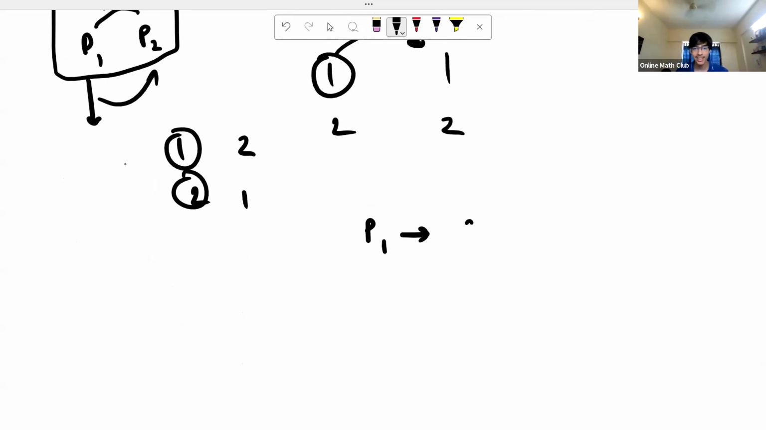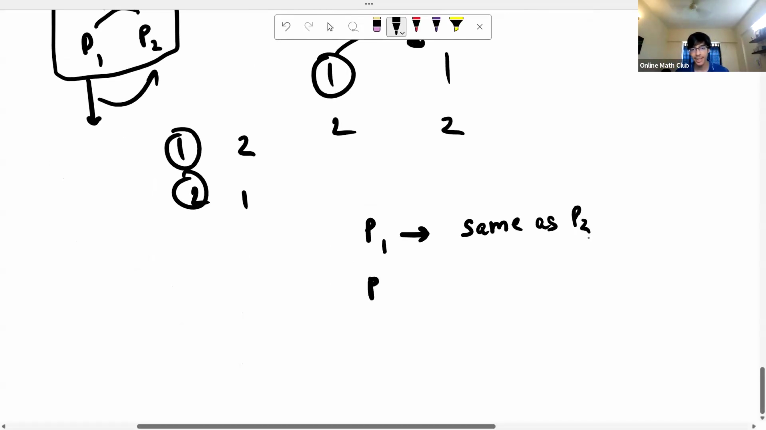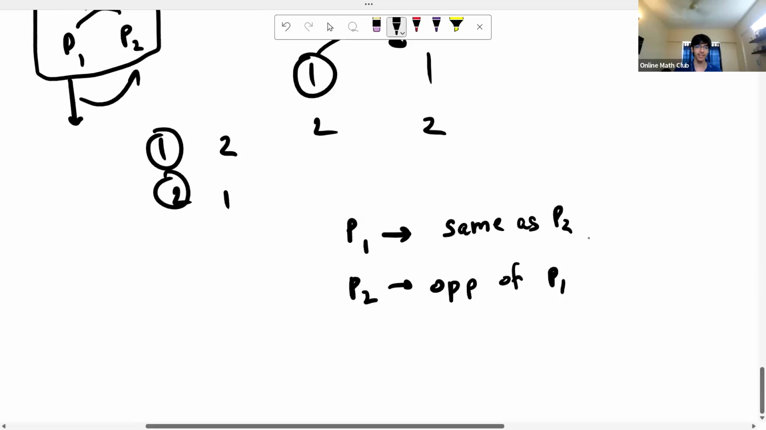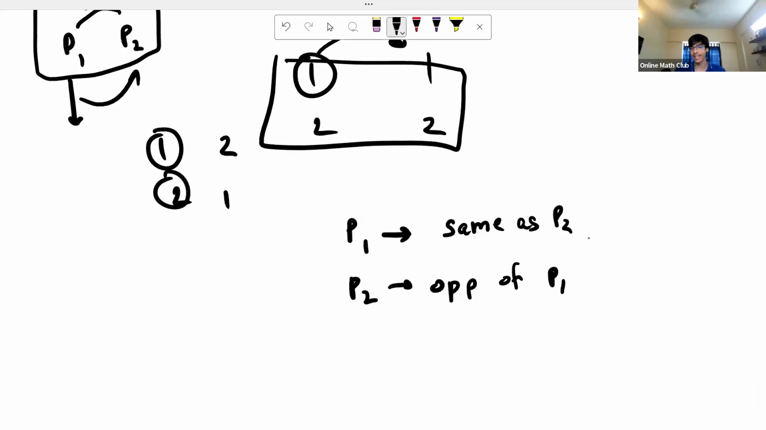So person one guesses same as what he sees for person two. And person two guesses opposite of person one. So person one will guess correctly if and only if both of them were wearing the same hat color, which is these two cases, 1,1 and 2,2. So in these two cases, person one will guess correctly. And in the other two cases, person two will guess correctly because they guessed opposite of what the first person is wearing. So in any of the four cases, like two squared cases, at least one of them guesses correctly.